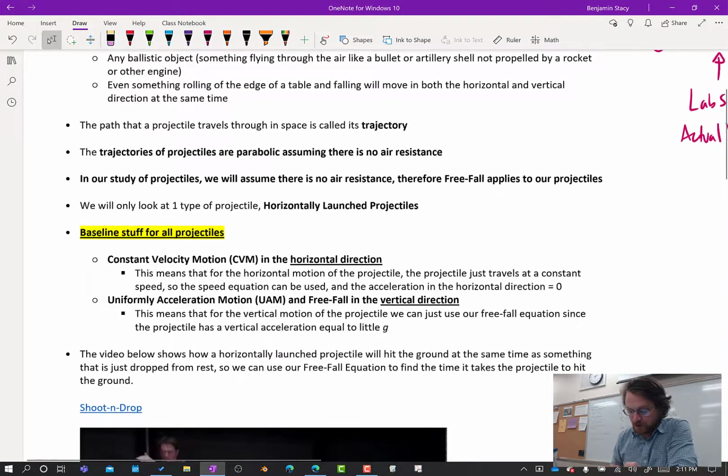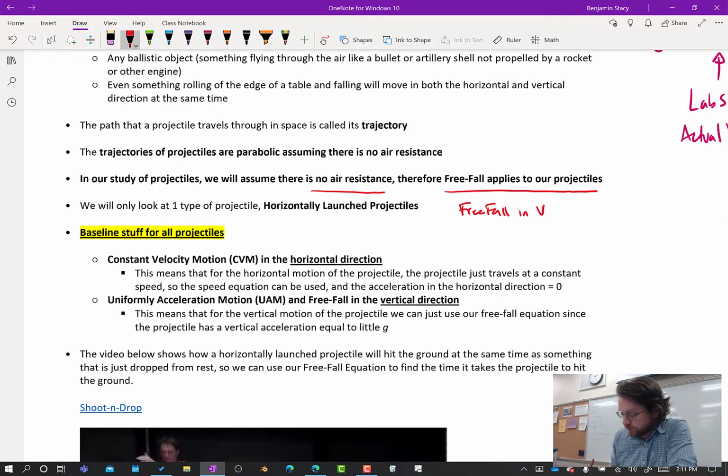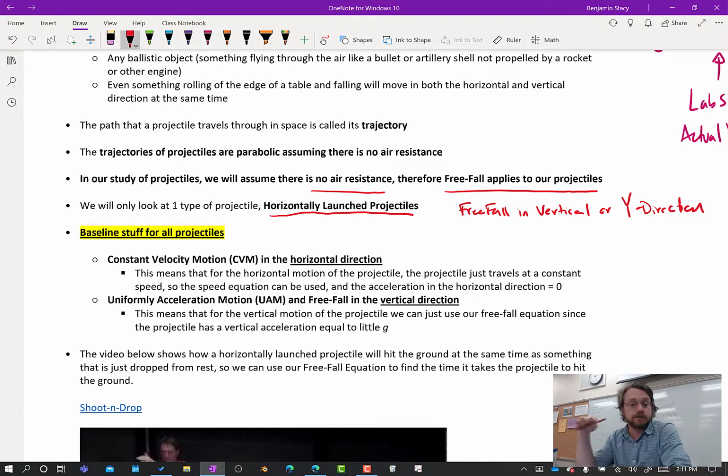We're assuming that there's no air resistance. That's very important. Because there's no air resistance, that means free fall applies to our projectiles. We'll have free fall in the vertical, or the y direction. Sometimes these horizontally launched projectiles, again, the only type we're looking at in our class, I'll abbreviate HLP, which stands for horizontally launched projectile. We'll see some examples of it there.